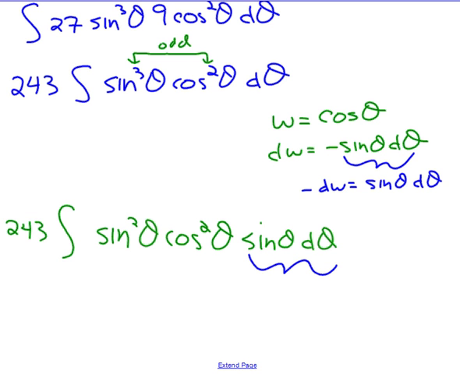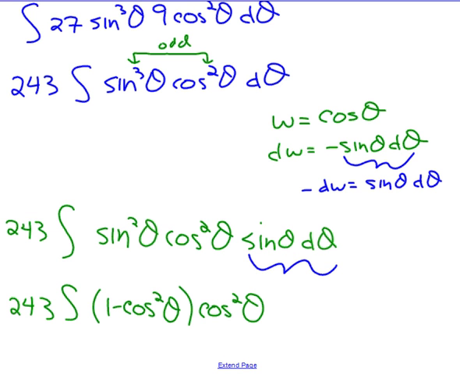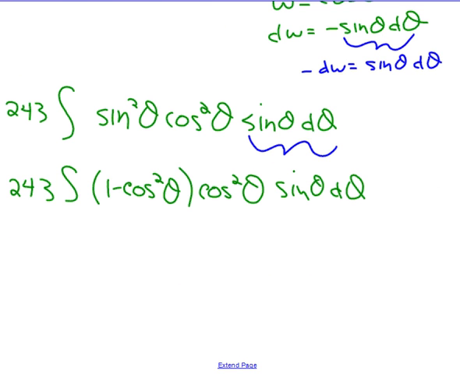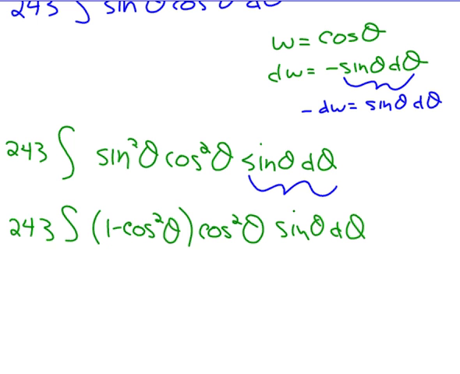I can replace my cosine squared theta. This is going to be covered by my w. But then I need to deal with the sine squared theta. So I need to write sine squared theta in terms of cosine of theta. And again, my helpful identities, sine squared theta is the same as 1 minus cosine squared theta. I have a cosine squared theta, and I have a sine theta d theta. Now I can work my magic replacements using w's. So I'm turning all my thetas into w's. So I have 243 times 1 minus w squared times w squared times negative, I'm going to throw my negative out here, dw.